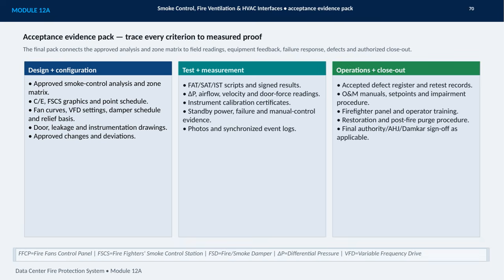Calibration certificates, standby power and failure tests, manual control evidence, photographs, and synchronized event logs help demonstrate that the system performs as intended. Finally, operations and closeout confirm that the system can be managed after acceptance. This includes defect and retest records, O&M information, impairment procedures, training, restoration and post-fire purge procedures, and the applicable authority or AHJ sign-off. Together, these records create a defensible handover package, not just a collection of test documents.